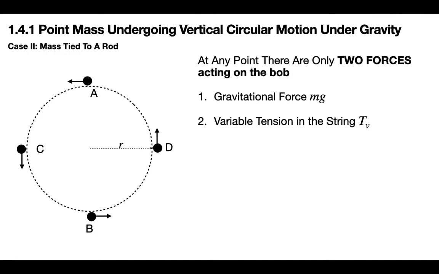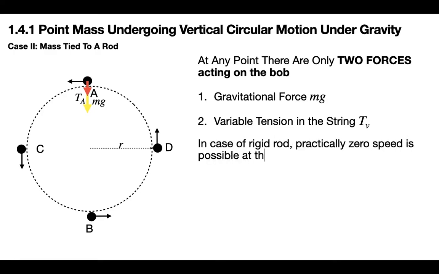So mass is tied to a rod, so it is not like a string, it will not sag. Even if it goes to the top position A, it will not sag. Okay, so when it will not sag, that means the velocity at point A could be 0. So at any point there are only two forces acting on the ball: gravitational force and variable tension in the string.